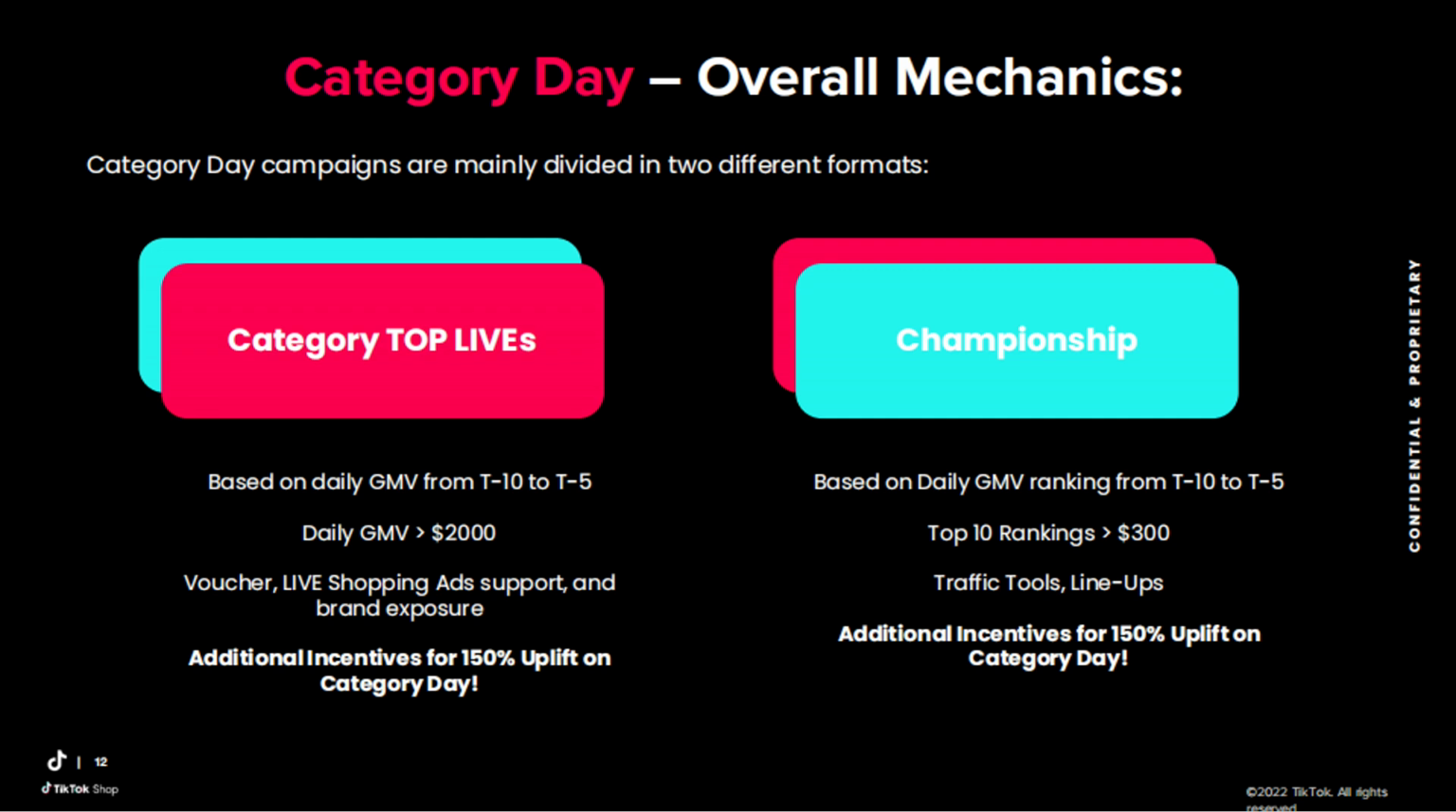And for championships, the ranking logic is quite similar to the top lives. It's also 10 days to 5 days ahead of the category day. Once your daily average GMV has met the 300 minimum threshold and you're ranked top 10 in the category, you're eligible for the traffic tools and the live lineup support on the category day. And similarly, you are also entitled to the rebate policy if you achieve 150% uplift for GMV during the category day. So this is just a brief overview.